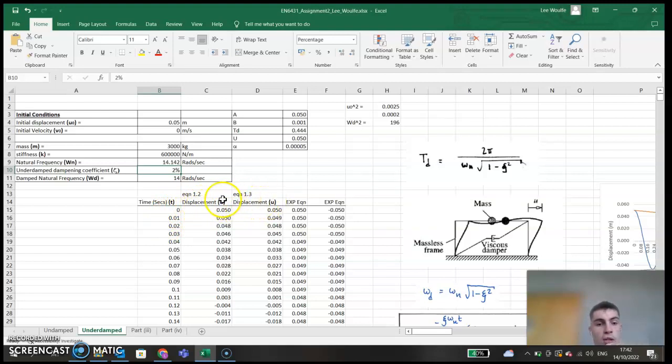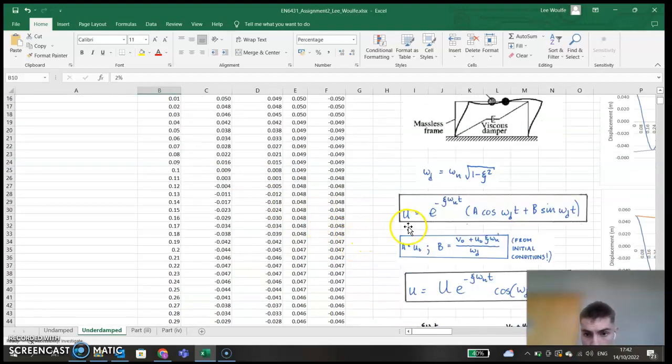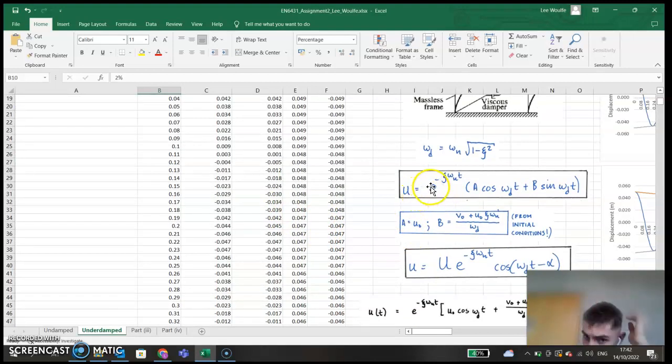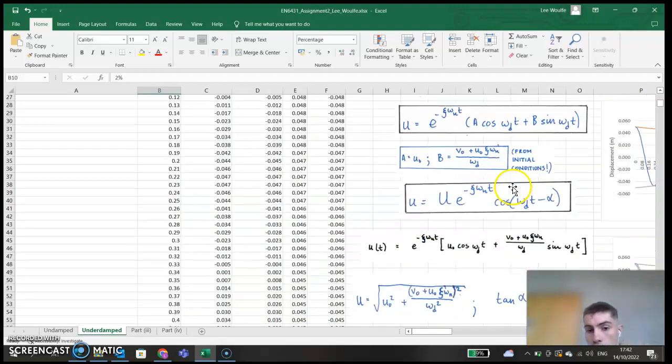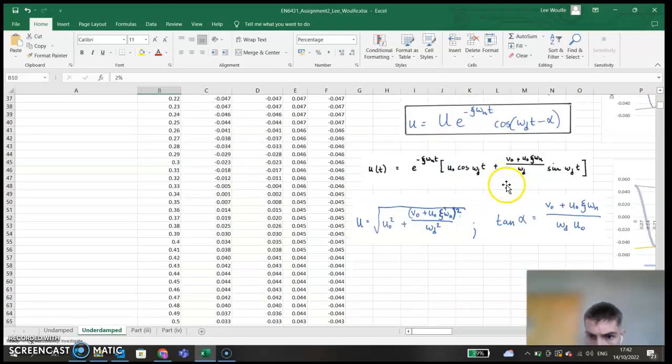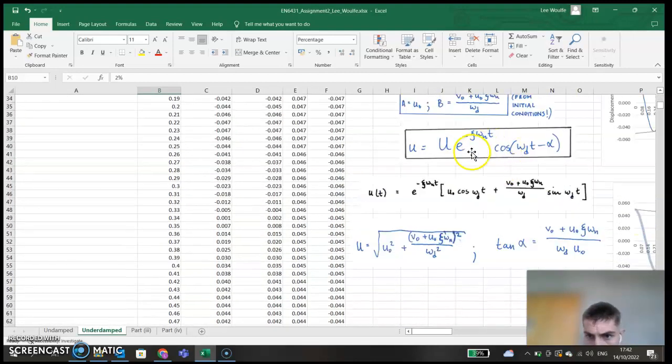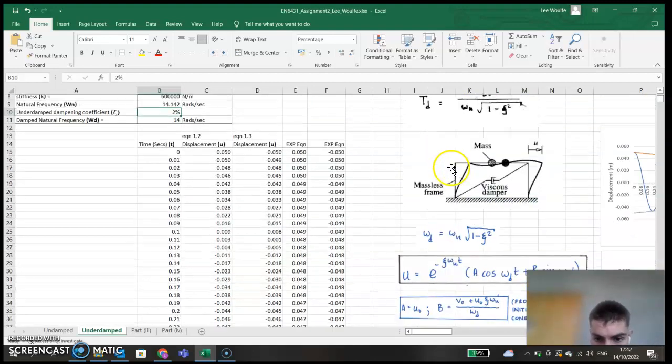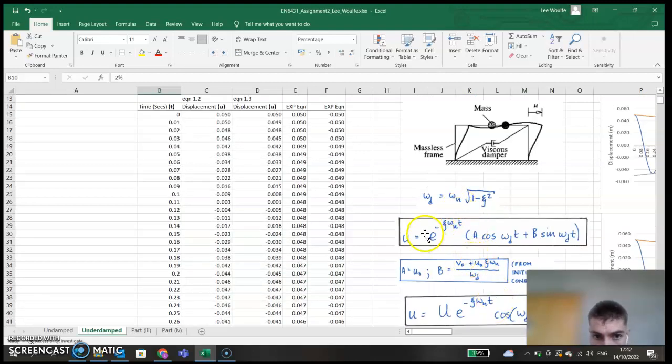I suppose we had two equations here which I would like to satisfy for the underdamped model. These were the equation U equals e to the minus zeta omega n t, etc. And I also used the equation, this one here, sorry, U equals the amplitude times the exponential of minus zeta omega n t, times cos of omega d t minus the phase angle. So I just wanted to satisfy that the two of them were the same.